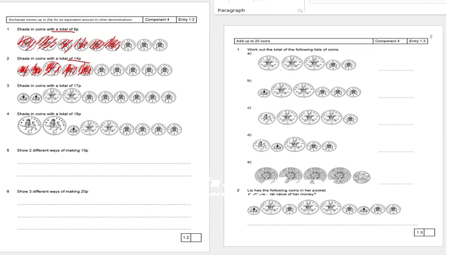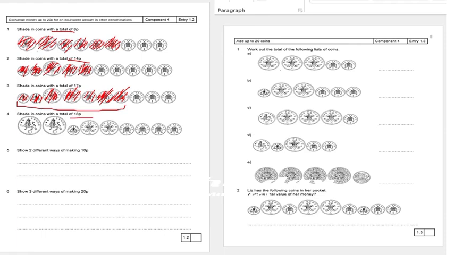Question number 3, shading the coins with a total of 17p. You've got 5p, that's going to be 10p, 12p, 14p, 15, 16, and 17. Sorry, it's gone outside the circle there. So it's all these coins here that I've shaded in.